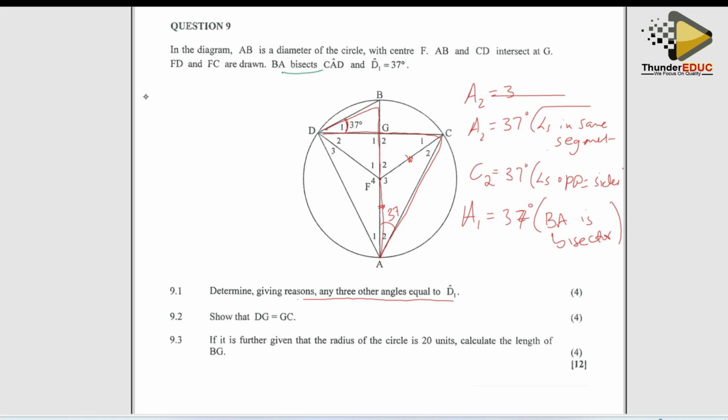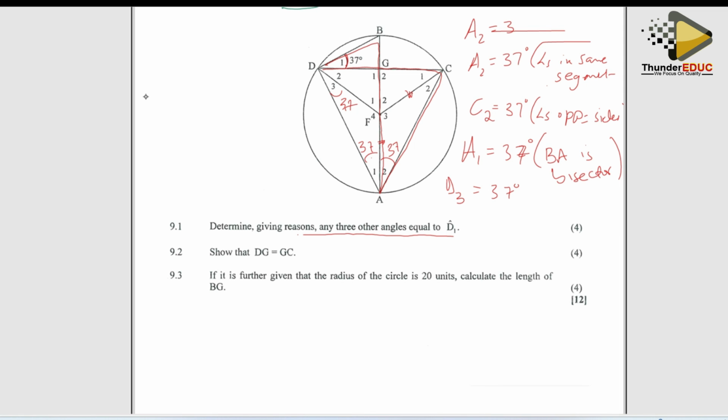Those are three. But for as long as we identify this as 37, we can also get D3 as 37 because angles opposite equal sides. And then if that is true, I can also have another angle also. I think that's enough. We don't need to populate this whole thing with 37s. Okay, so that is that.